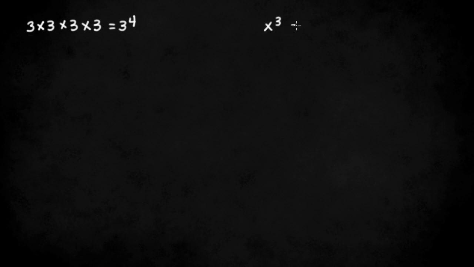This expression here means x times x times x, or the product obtained by using x as a factor 3 times. The number or variable that is being multiplied is called the base, while the number that tells you how many times the base is being multiplied is called the exponent. Together, as in 3 to the 4th power or x to the 3rd power, they form a power.